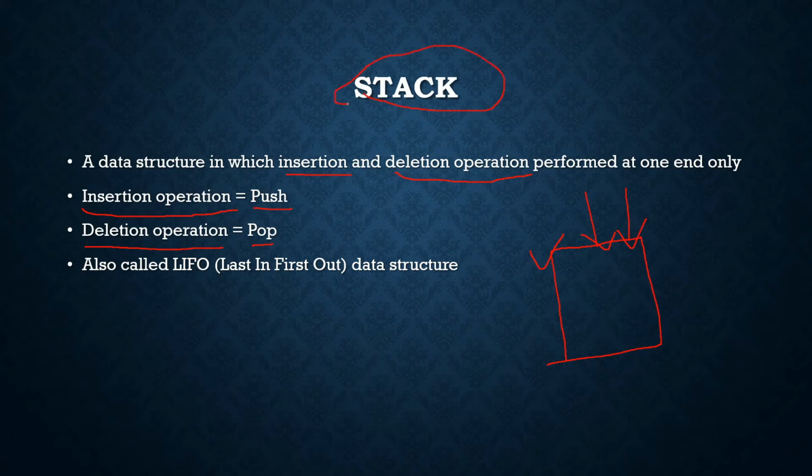Stack data structure is also called a LIFO data structure because in this data structure, it is last in, first out. The data which is inserted last is deleted first. That's why it is called a LIFO data structure. The meaning of LIFO is last in, first out. That's why stack is called a LIFO data structure.